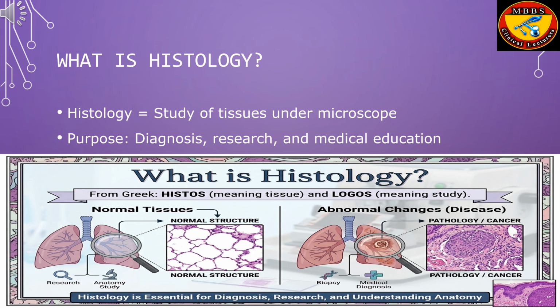What is histology? Histology is the scientific study of the microscopic anatomy of cells and tissues. The word histology comes from the Greek words histos meaning tissue and logos meaning study. The main purpose of histology is to understand the structure and organization of tissues and organs. It helps scientists and doctors observe how normal tissues look and identify abnormal changes caused by diseases.